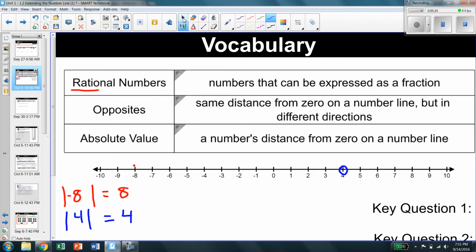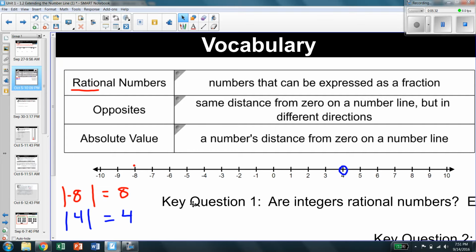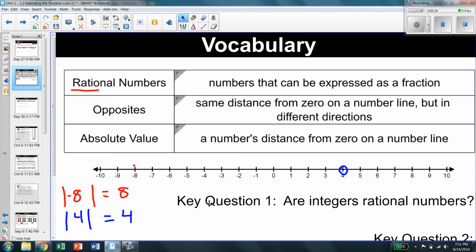So again, rational numbers, opposite, absolute value. These are all important vocabulary terms. So here's a question for you. Are integers rational numbers? Good question. Well, let's see. Let's think of an integer, any integer. I'm going to come up with an easy one. Let's go with -3. I like that one.